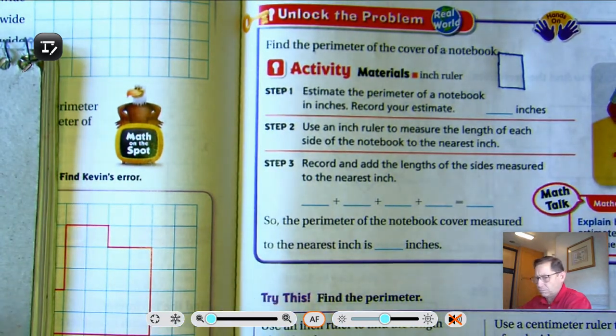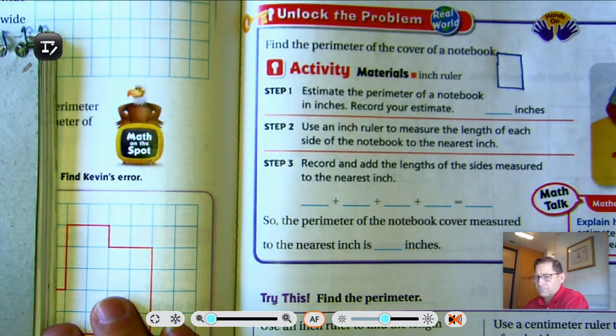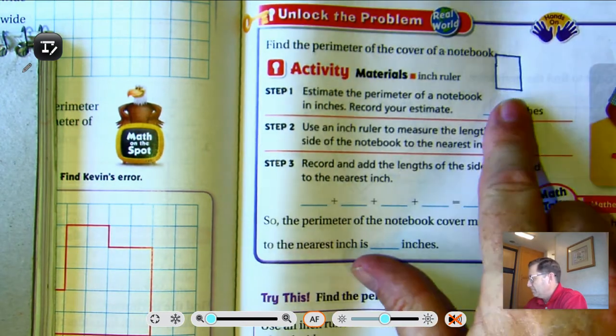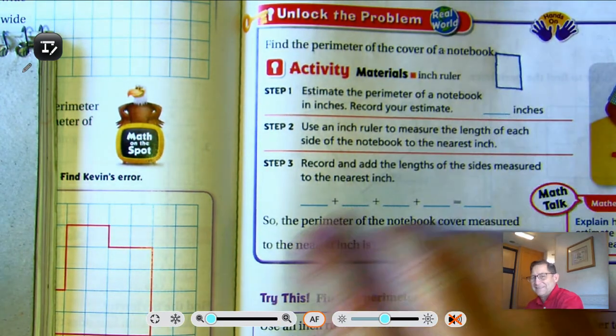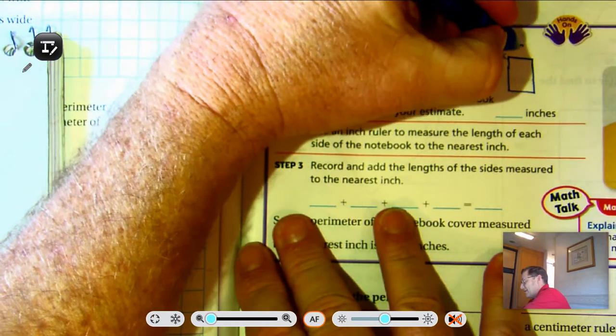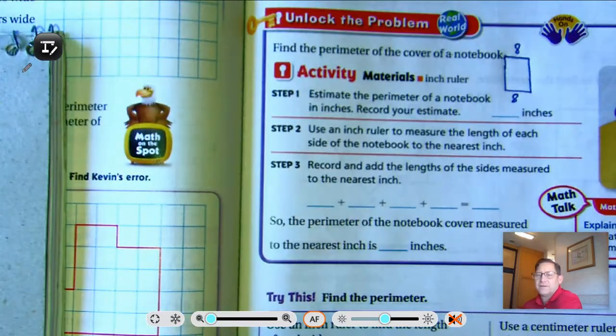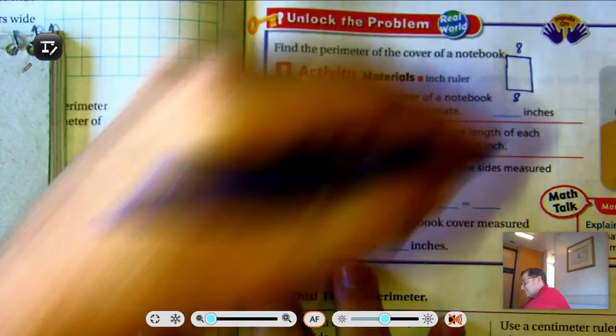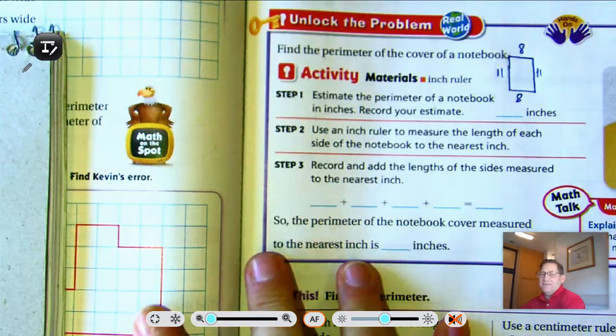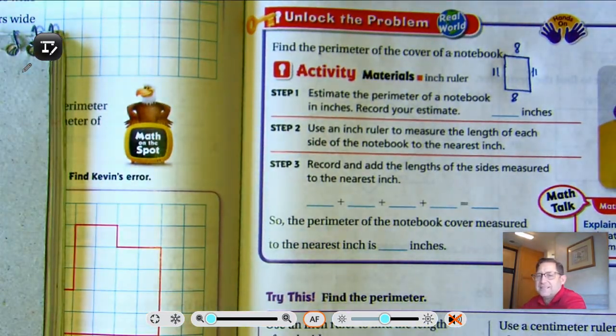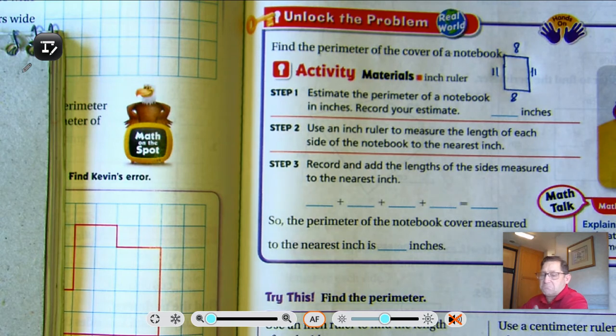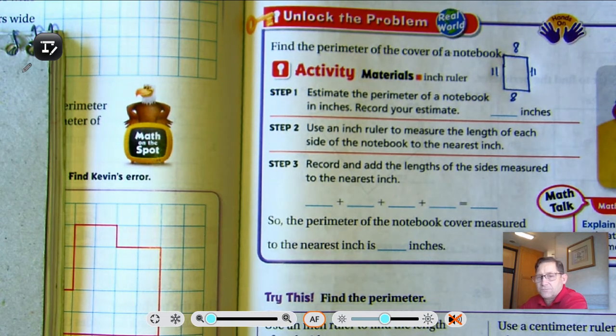Okay, so that's my semi-rectangle. Don't fire me. It could have been straighter. I'm going to put 8 at the top and the bottom. I'm going to say the length is 11. So it has a length of 11 and a width of 8. I could be wrong. This is just an estimate.